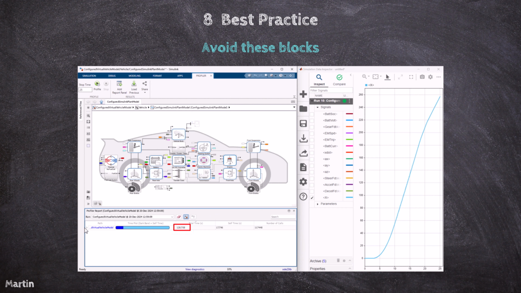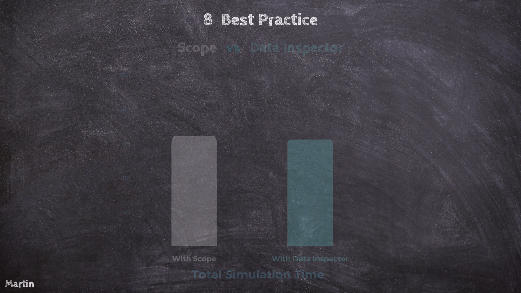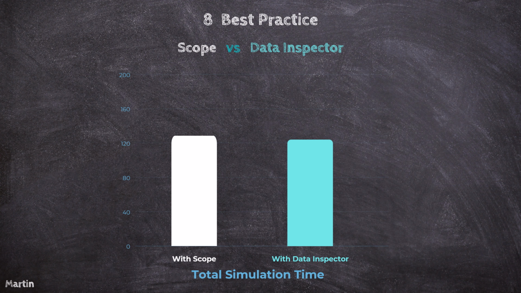As observed, using Data Inspector saved approximately 2 seconds of total simulation time in this example, demonstrating its efficiency compared to the Scope block. This chart summarizes the simulation performance comparison between the Scope block and the Data Inspector.